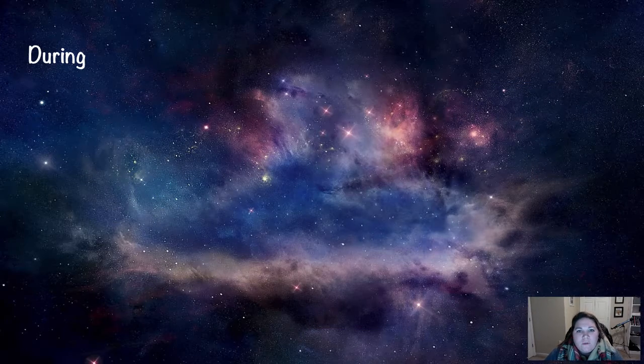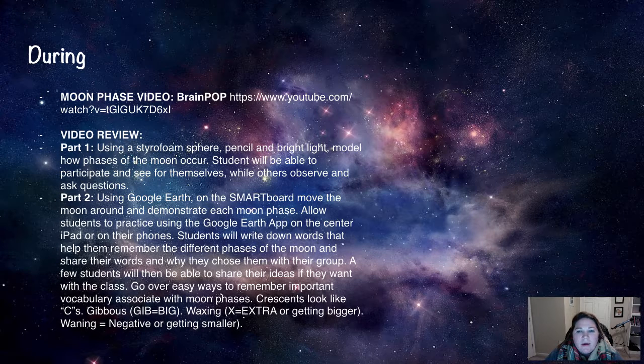So after students complete the RAFT and they start thinking about the relationship between the sun and the moon, I would start a short clip on moon phases using BrainPop on the smartboard. And the video is really fast, but it gives you the gist of how moon phases occur.